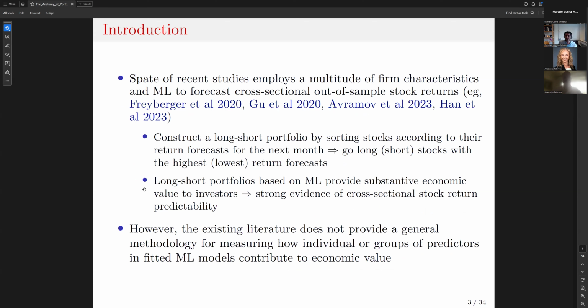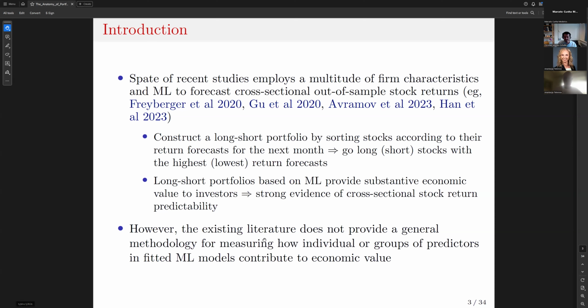There is a spate of recent studies that use a multitude of firm characteristics and machine learning methods to forecast the cross-section of out-of-sample stock returns. The usual way it goes is that you predict the cross-section of stocks, then you sort these predictions, and you go long the stocks with the highest predicted returns and short the stocks with the lowest. Thereby you construct a long-short portfolio, and these are shown to provide substantive economic value to investors. In essence, this is strong evidence of cross-sectional return predictability.